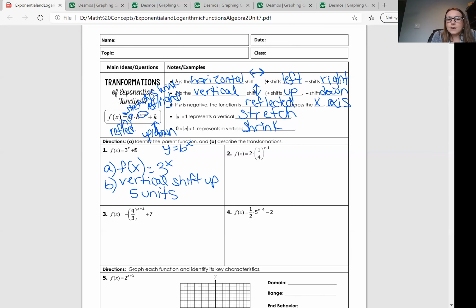And that's it, because there's only this plus 5. This is a parent function here, so anything other than the parent function that's there, that's what the transformation is, and there's only one there.